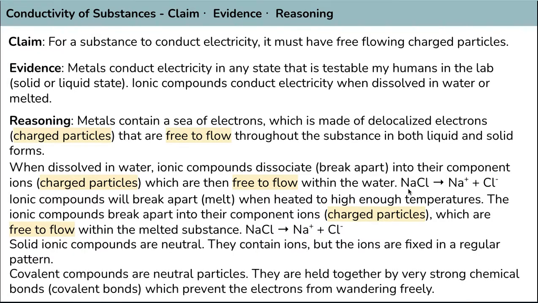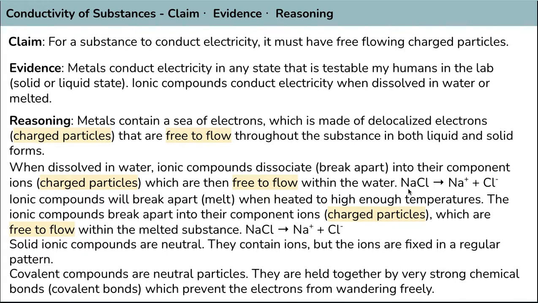Finally, just a quick little snippet about covalent compounds. So they are neutral. A covalent compound or a molecule is neutral, no matter what. They do not contain ions. They're neutral and they're held together by very strong chemical bonds known as covalent bonds. Remember, that's when electrons are shared between two atoms.